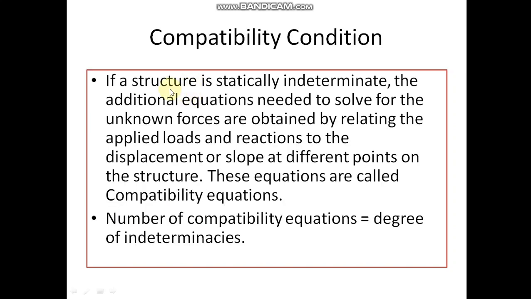Now let us see what you mean by compatibility condition. If a structure is statically indeterminate, some additional equations are required to solve that particular structure. So usually what we do is we try to relate the applied loads and reactions to the displacements. We try to represent the reactions and applied loads in the form of displacement or slope at various points of the structure. These equations are called compatibility equations. For a particular statically indeterminate structure, the number of compatibility equations required is always equal to the degrees of indeterminacy of that structure.